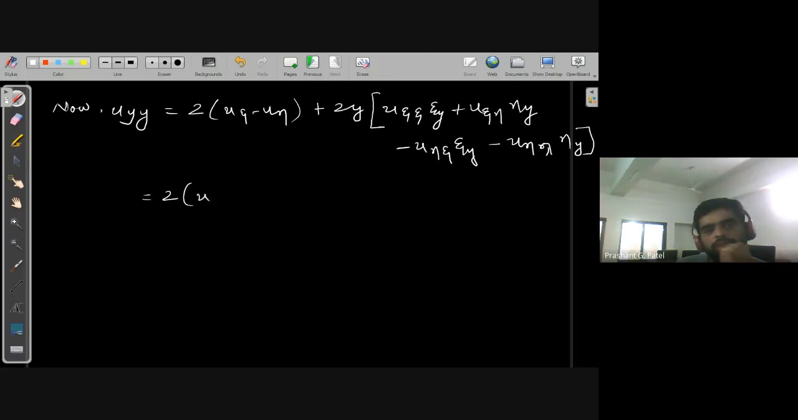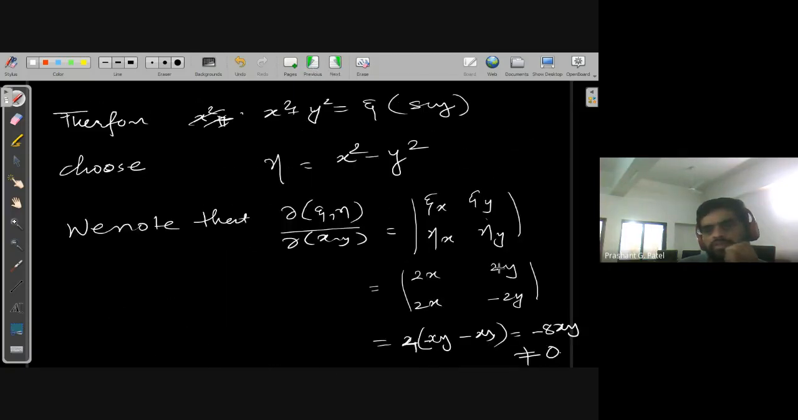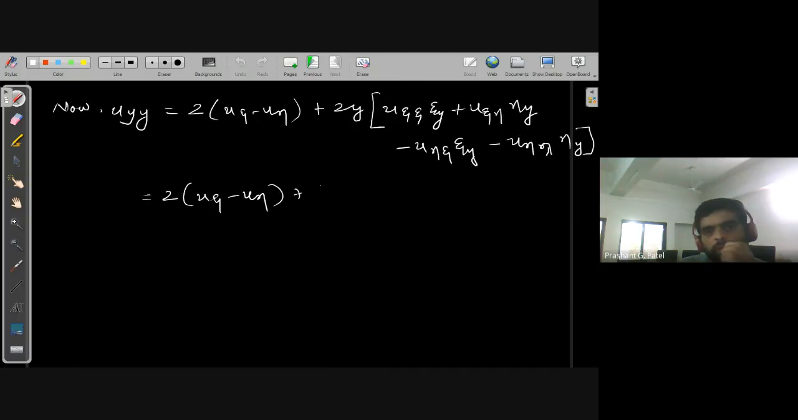We'll substitute the value of xi y and eta y. Xi y is 2y, eta y is minus 2y. So 2y will get common out, and you will have 4y square. This is u xi xi. This will be minus 2y and this will be plus 2y. So this will be minus 2 times u xi eta, and this will be minus, so it will be plus u eta eta.